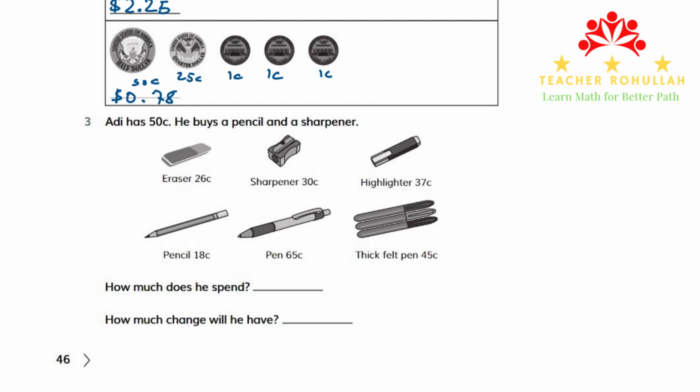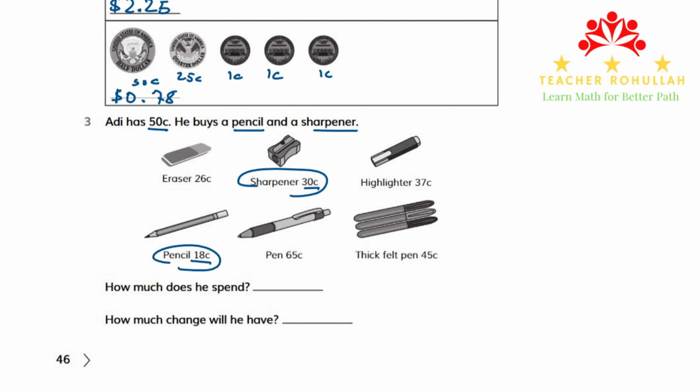In question 3, it says, Adi has 50 cents. He buys a pencil and a sharpener. We have some items over here. The eraser is 26 cents. The sharpener is 30 cents. The highlighter is 37 cents. The pencil is 18 cents. And the pen is 65 cents. And the thick felt pen is 45 cents. What we have to find out is the sharpener and the pencil. The price for the sharpener is 30 cents and the price for the pencil is 18 cents.